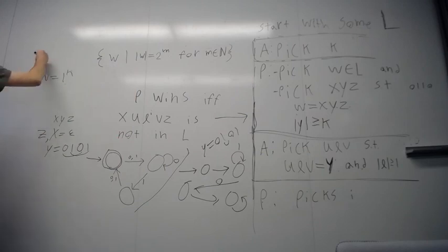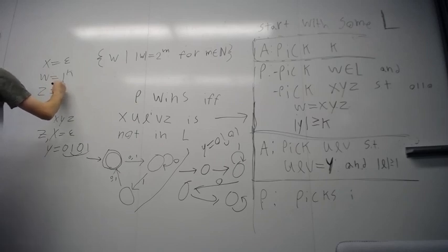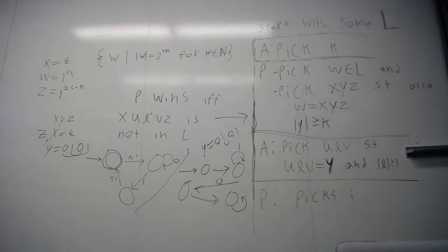So x is going to be empty. z is going to be, I don't know, 2 to the c minus k for some c. Okay. So think about it like this. Sorry, this needs to be y. My bad. Good catch. w is this whole thing, right? So now it's definitely in the language, right?